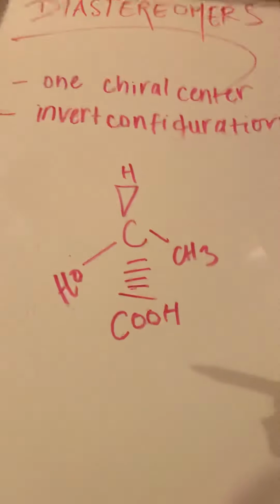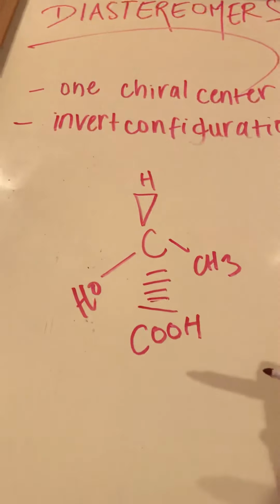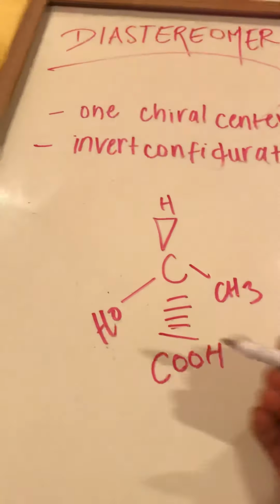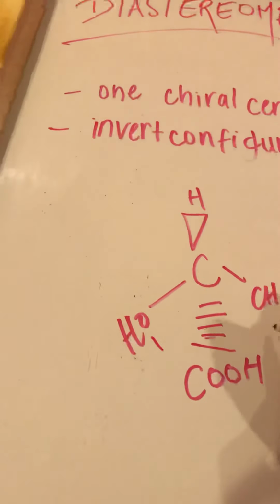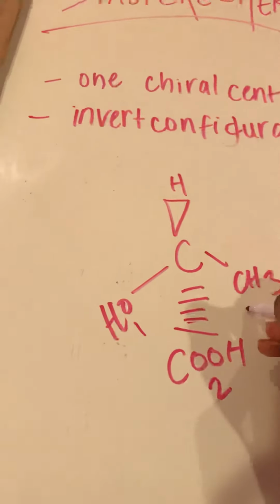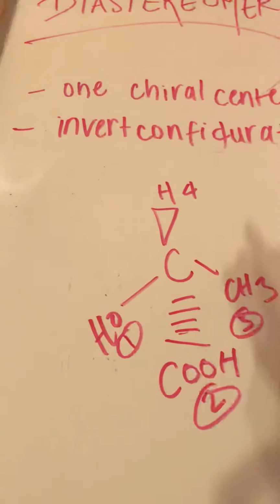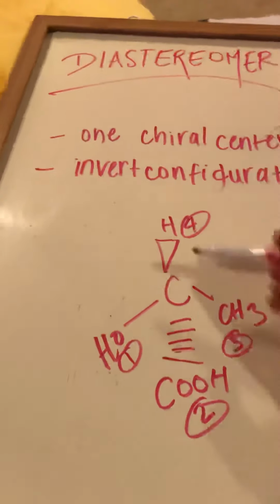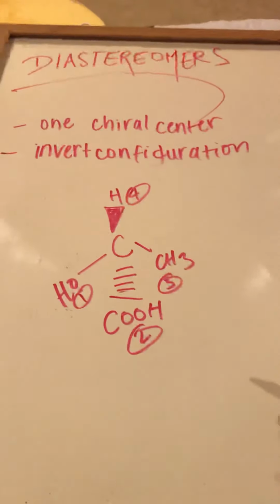This is called the wedge and dash configuration. What you're going to do is the exact same thing: label your priorities first. From the previous example, we already know that this is going to be 1, this is going to be 2, this is going to be 3, and this is going to be 4. Your goal usually is to have your highest priority group on the wedge position, but sometimes you'll already have a problem where that's not the case.